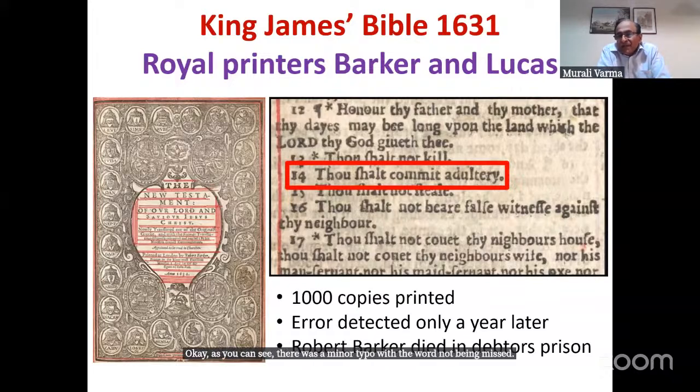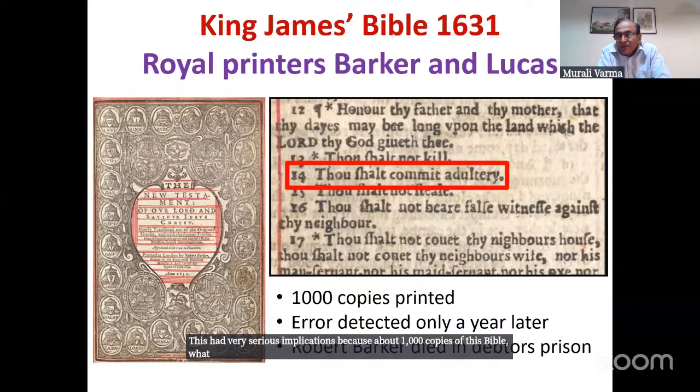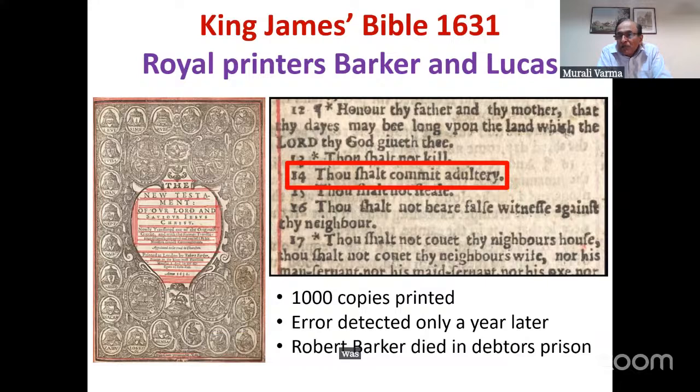This had very serious implications because about 1,000 copies of this Bible, what has been called the Sinner's Bible, were published. King James was furious. He wanted every single Bible retrieved and burnt. Most of them were burnt. I think about 6 or 7 of them survived and were then sold at Christie's for a fancy amount of money. The printer, Robert Barker, died in a debtor's prison, all because of a typo, right?